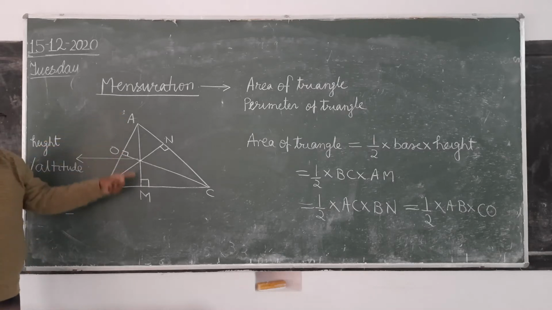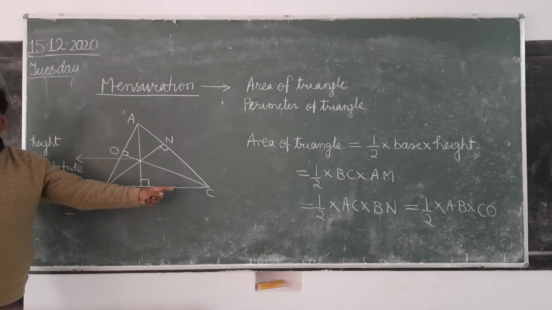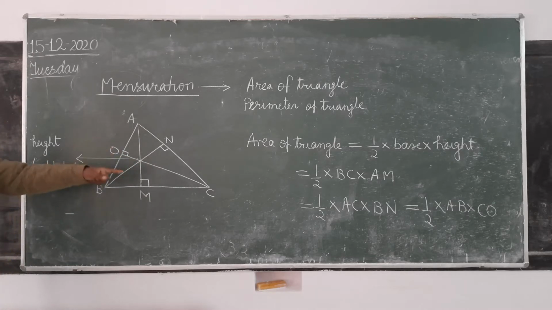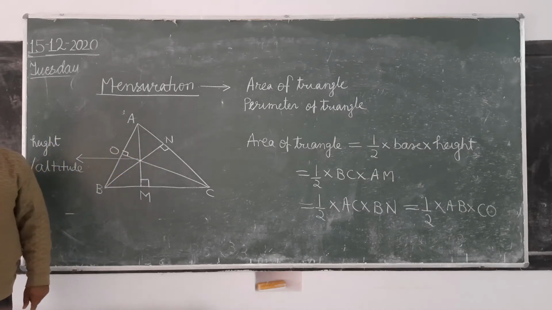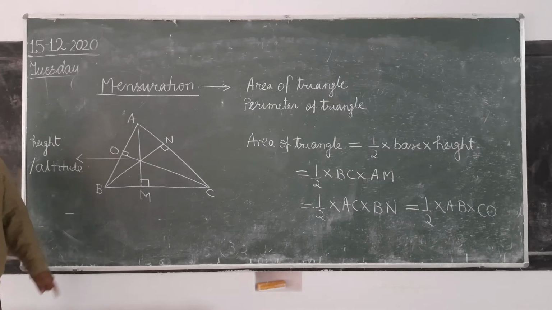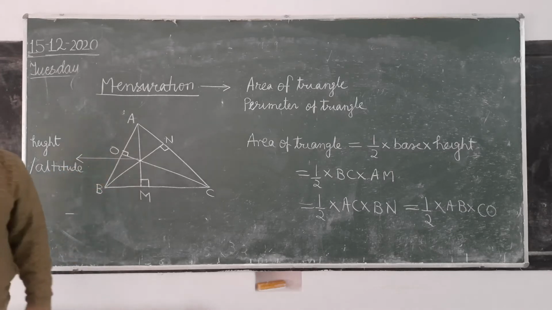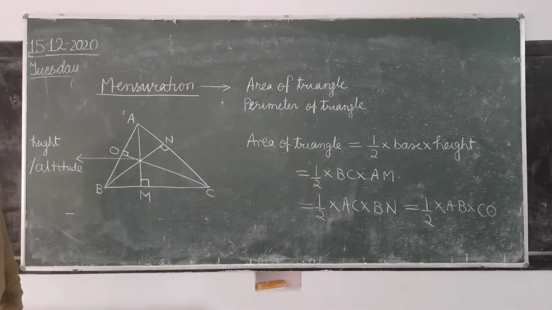AM is the altitude corresponding to BC. CO is the altitude corresponding to AB. And BN is the altitude corresponding to AC. Is it clear? So these are the heights. This is one formula of the area of a triangle: 1/2 base into height. Is it clear?